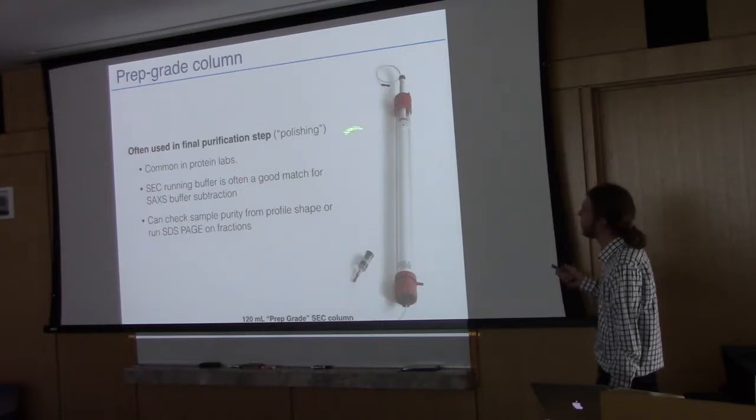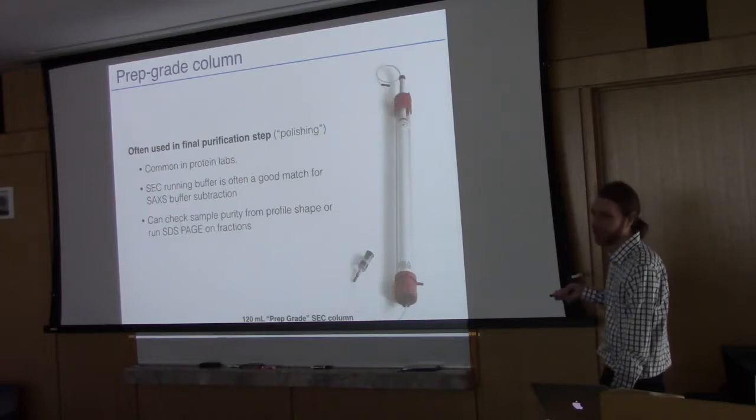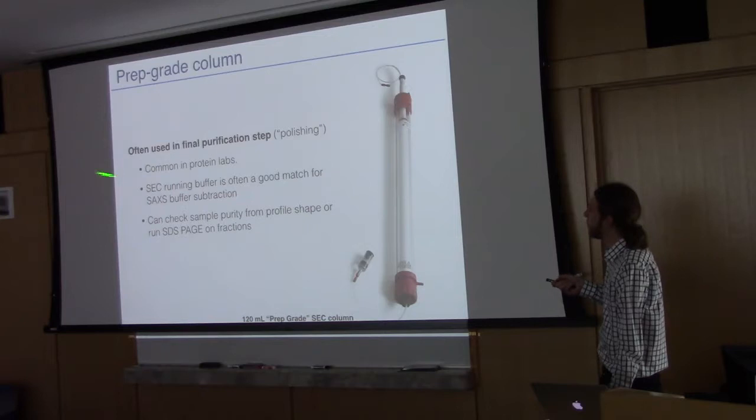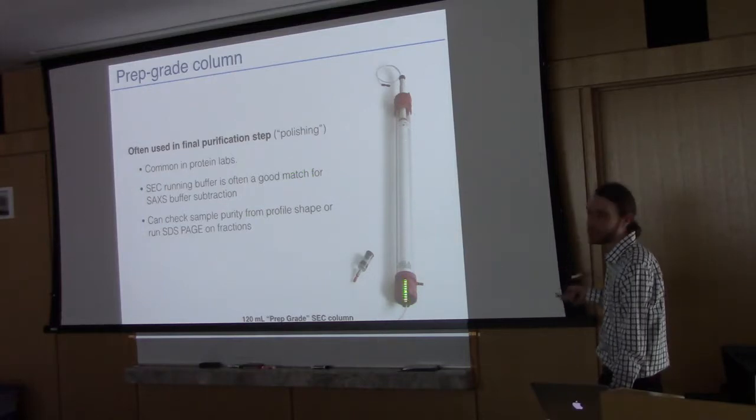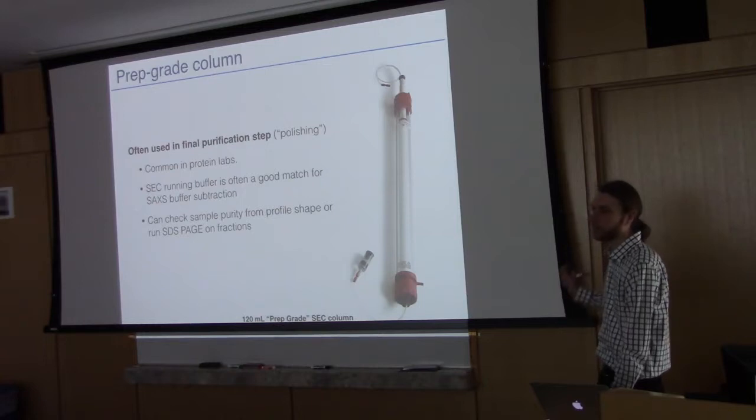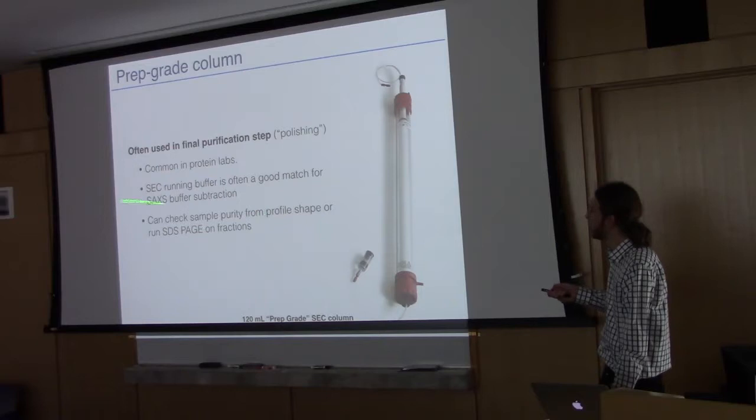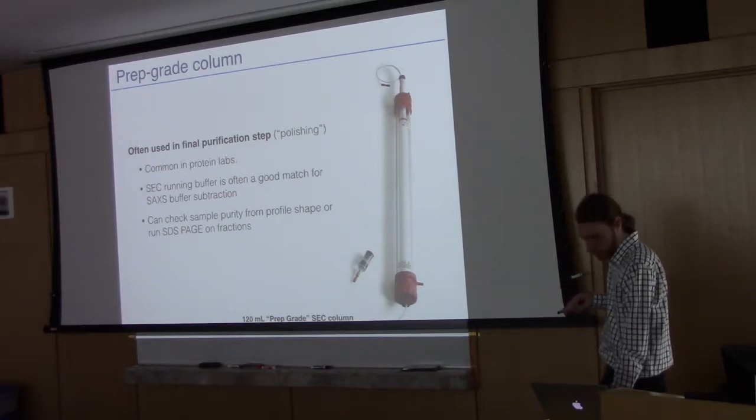These prep grade columns are often used as a final purification step. I think most protein labs I've been to have one of these or many of these. And the great thing is that the running buffer that you use in your final step of purification is often a very good buffer match for SAXS. So hang on to that. You can check sample purity from the profile shapes, or you can also run them on SDS-PAGE. So it's a good thing to do.